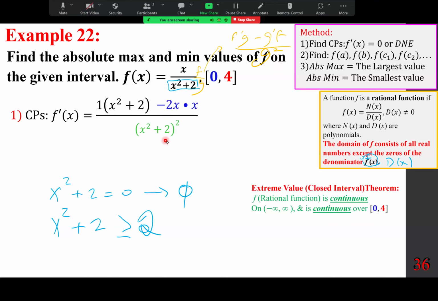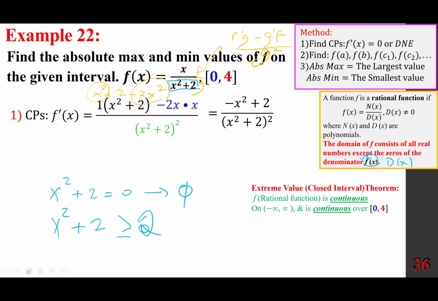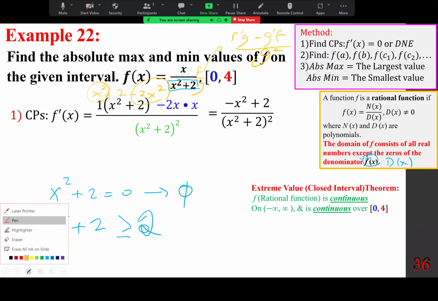Let's simplify. So this is x squared plus 2 minus 2x squared. We can combine these two into minus x squared. So we have minus x squared plus 2 over x squared plus 2 quantity squared. Now, again, we are dealing with a fractional format. Let me actually clean up the mess here.